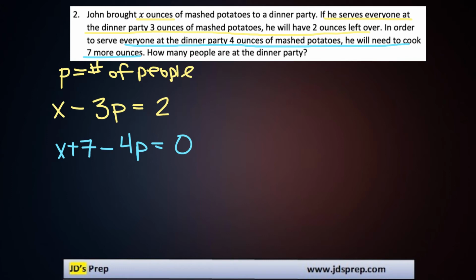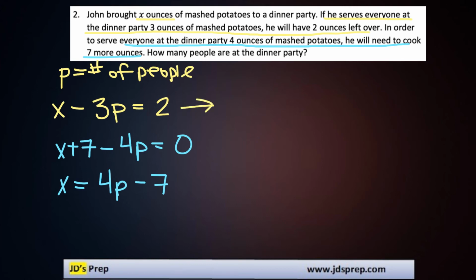So to solve this system of equations, I'm going to use the substitution method. I'm going to take this equation in blue here, and I'm going to isolate the variable x. It's fairly easy to do. I'm just going to add 4p to both sides of the equation and subtract 7. With that done, I can now replace x with 4p minus 7.